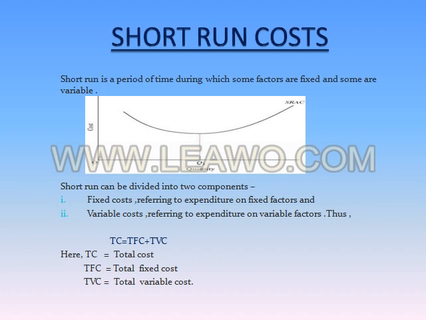Next is variable cost. Variable costs are the expenditure incurred by a producer on the use of variable factors of production. When output changes, these costs also change. As the output increases, these costs also increase, and as the output decreases, these costs also decrease. When output is zero, these costs are also zero. These costs are called prime cost or direct cost.